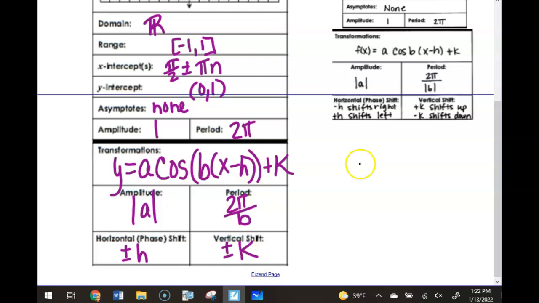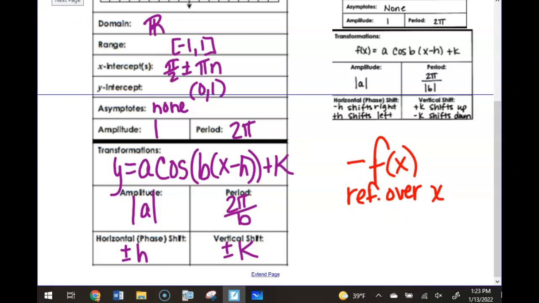Before I forget, what does this do out in front? It does not affect amplitude at all. Do you remember what it did last time? It is a reflection over what? X-axis.